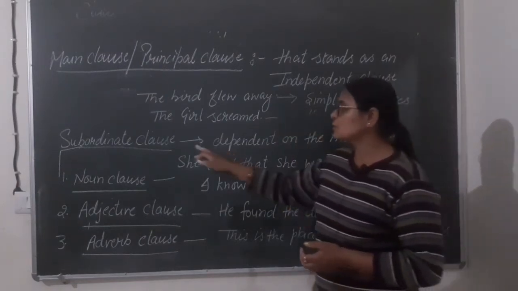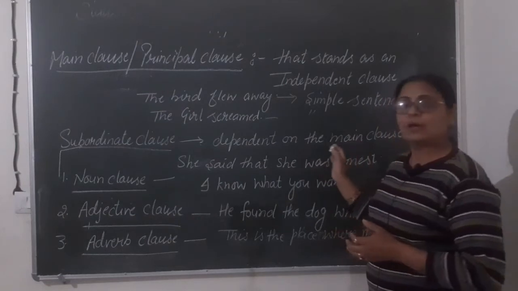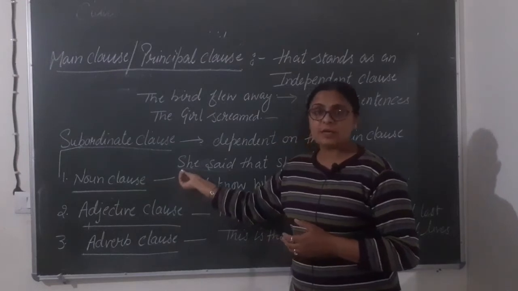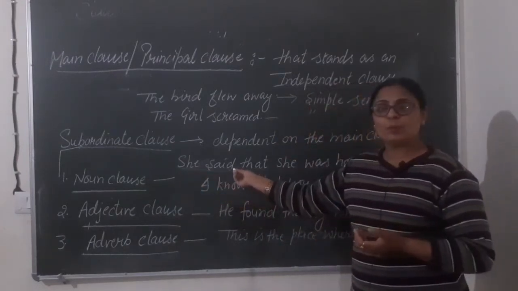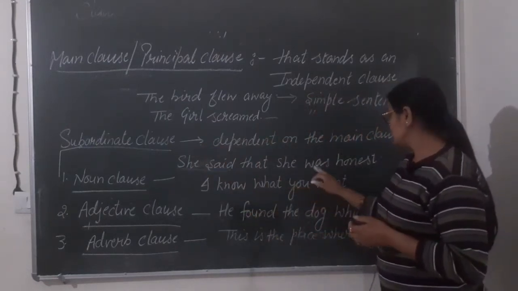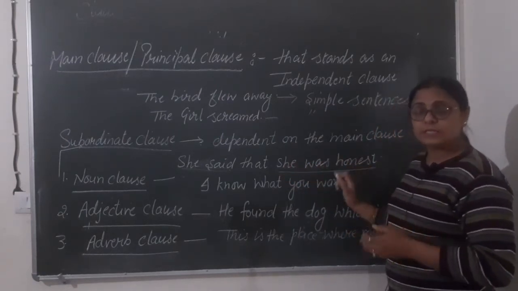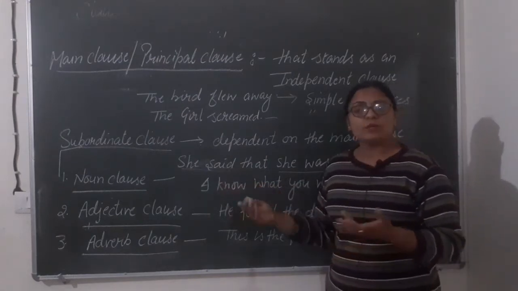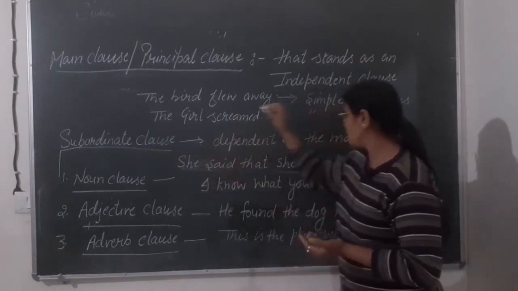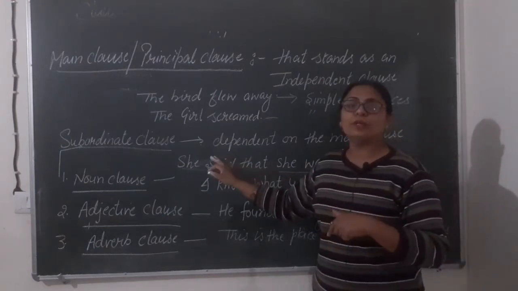Okay. Next is the subordinate clause. A subordinate clause, as I told you, depends upon the main clause. Like here: She said. She is our subject. Said is a verb. She said. That is complete. What did she say? That she was honest. This is our main clause. She was honest. It is complete. She said. What she said? I don't know. You don't know. But the sense of this part depends upon this one, which has complete sense in itself. That's why it is called a subordinate clause.